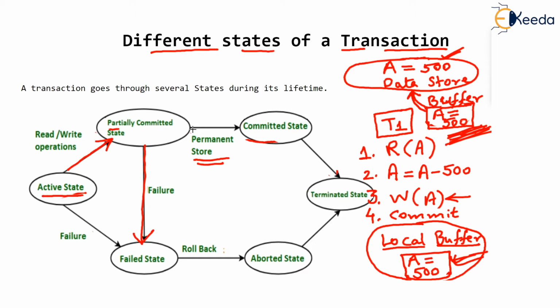So maybe after two statements of the transaction where it has read or written something, before executing the third operation, the transaction fails. So it is in the failed state. Or the transaction has just begun, it is active, it has not read or written anything, but still it fails very early on. So the arrow has been shown from here too. Now it is in the failed state. What happens if a transaction fails is that the transaction is rolled back by the transaction manager.